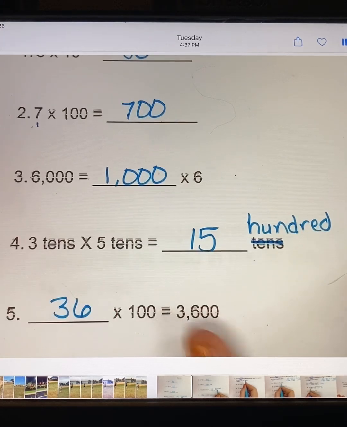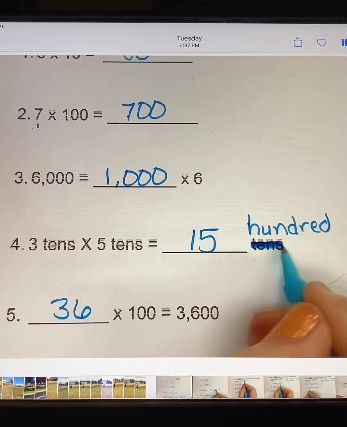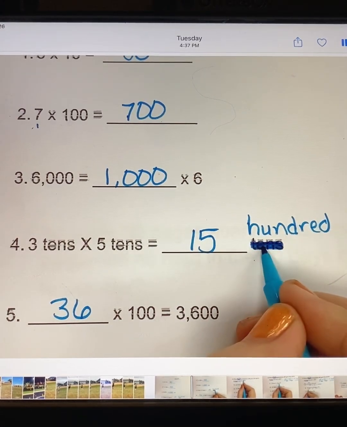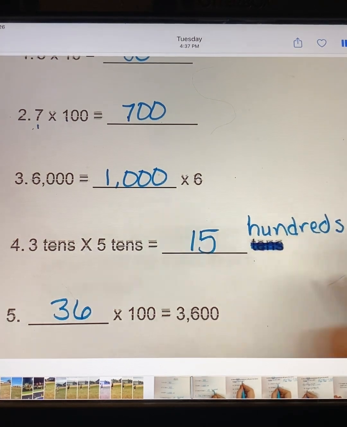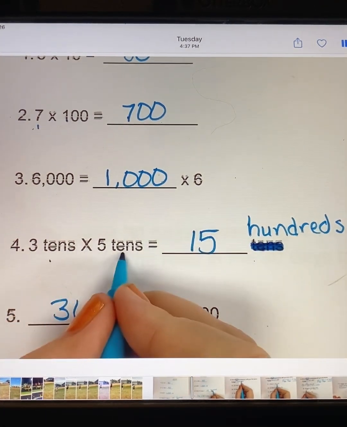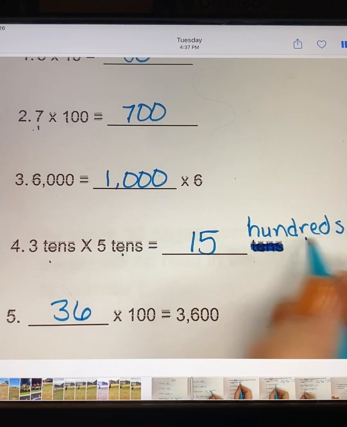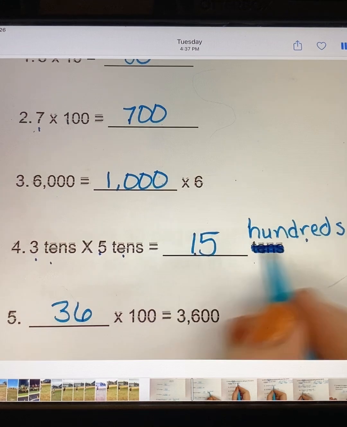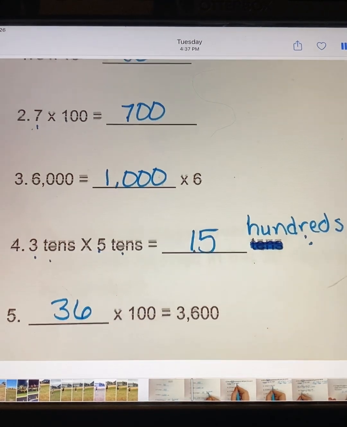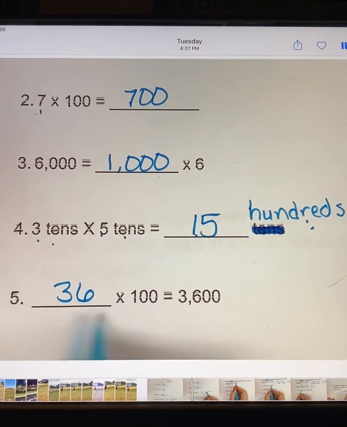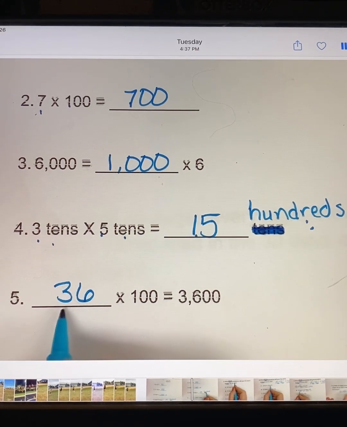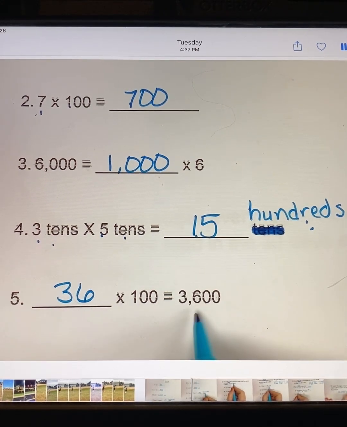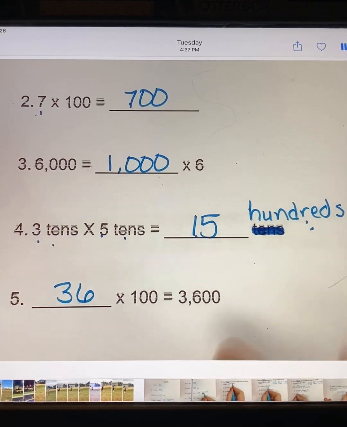All right, this one, I showed you this, we needed to mark out because it was wrong. It's not tens, it's hundreds, because when I multiply 10 times 10, I'm going to get 100, okay? So 3 tens times 5 tens equals 1,500. And here we had to figure out the missing factor: 36 times 100 equals 3,600.